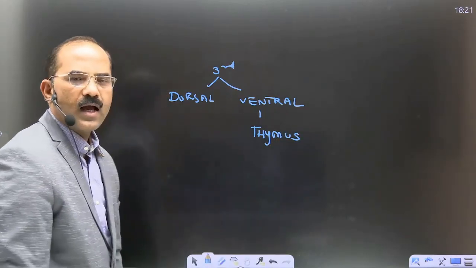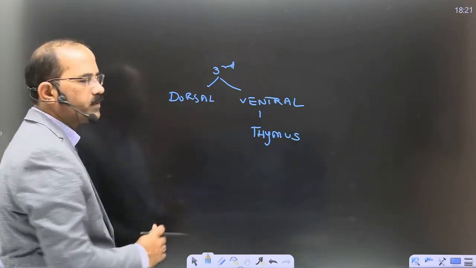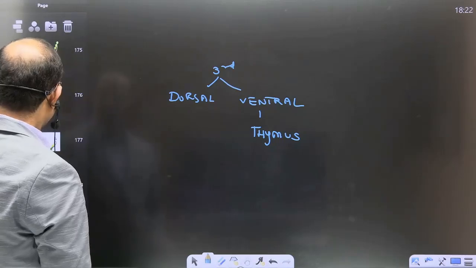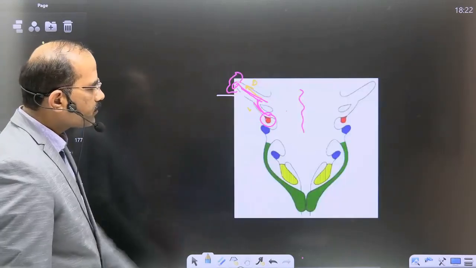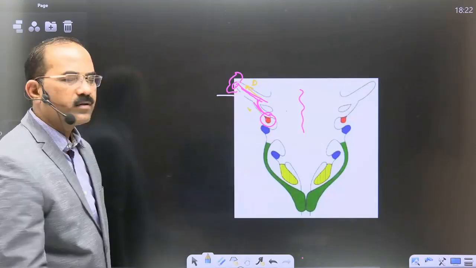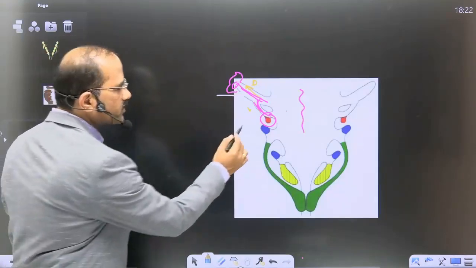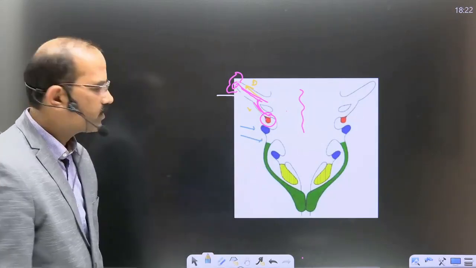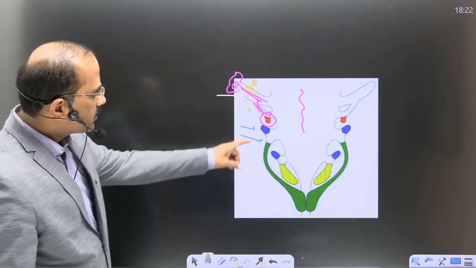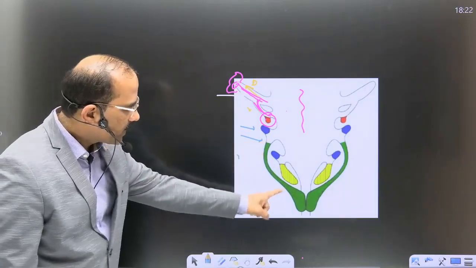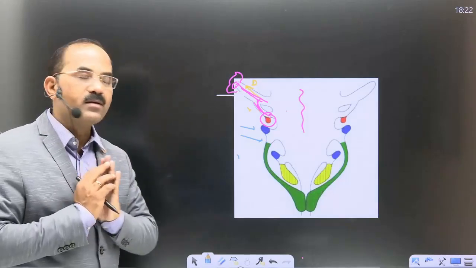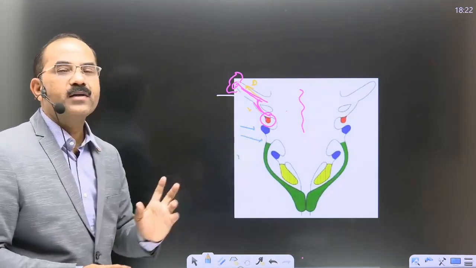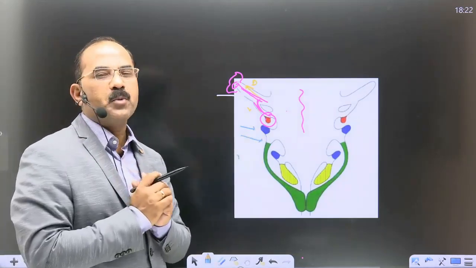And the dorsal part is going to form, just have a look at this. Okay, look at this. So that's the third endodermal pouch. The third endodermal pouch divides into two parts. This is the dorsal part and that's the ventral part. Clear? So this ventral part will migrate down, and this is going to form the thymus here. And the dorsal part is going to form the parathyroid gland.